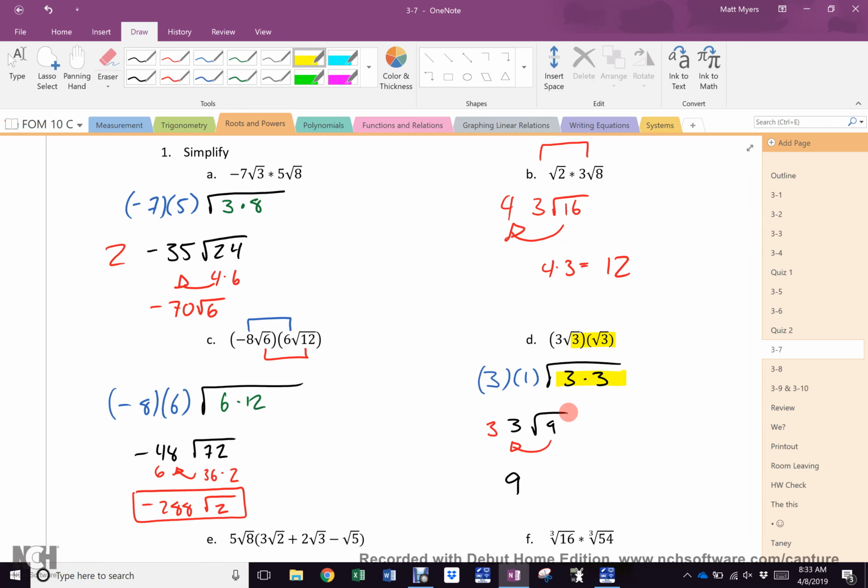Now, everybody's cool, right? Not complicated. Everyone's good. Numbers getting a little bigger. Maybe you needed to use your calculator to do 48 times 6, but that's okay. We're all good, yeah? All right.